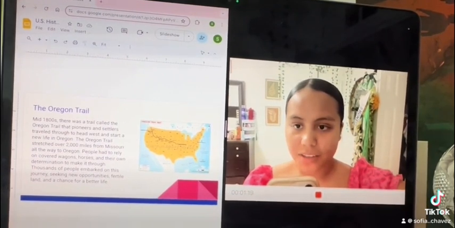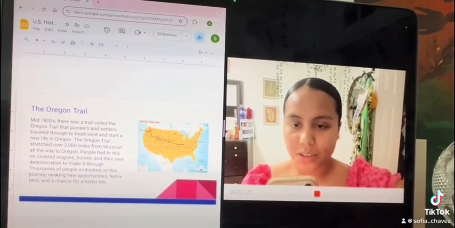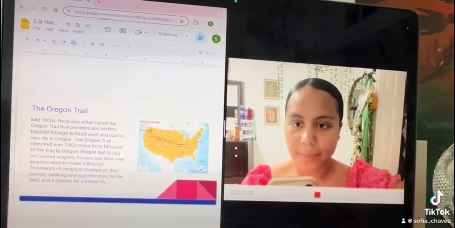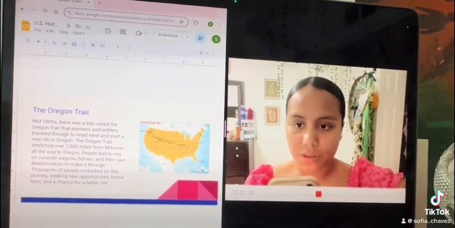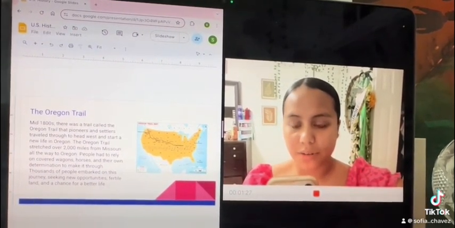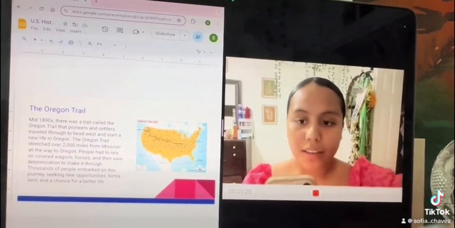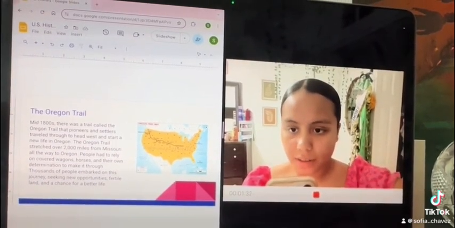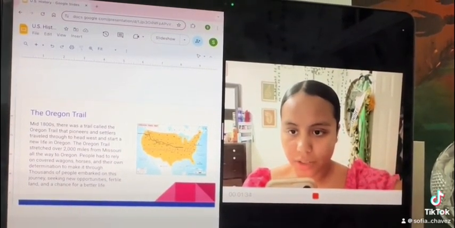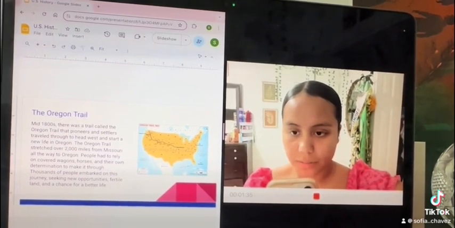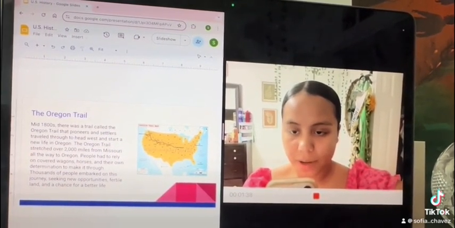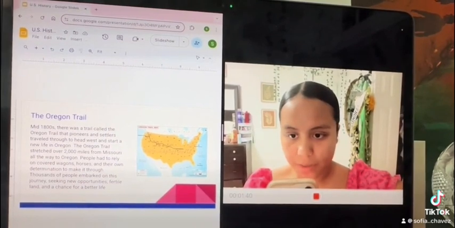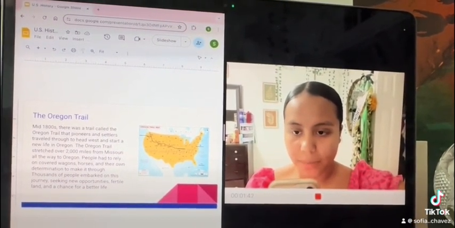The Oregon Trail. In the mid-1800s, there was a trail called the Oregon Trail that pioneers and settlers traveled through to head west and start a new life in Oregon. The Oregon Trail stretched over 2,000 miles from Missouri all the way to Oregon. Thousands of people embarked on this journey seeking new opportunities, fertile land, and a chance for a better life.